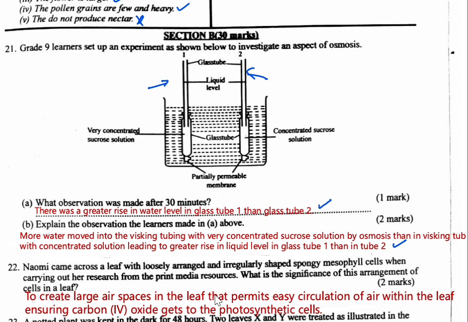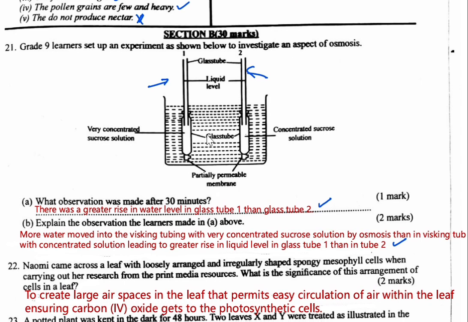So the reason is to create large air spaces in the leaf that permits easy circulation of air within the leaf, ensuring that carbon dioxide gets to the photosynthetic cell. The reason is to allow easy circulation of air within the leaf. So you state that way, you need to score those 2 marks.